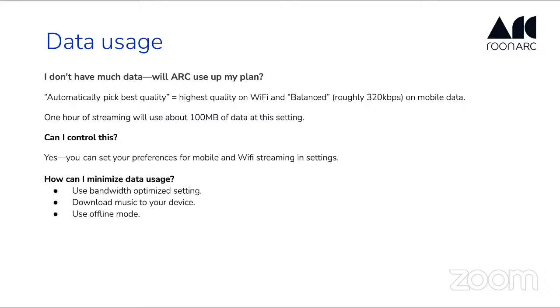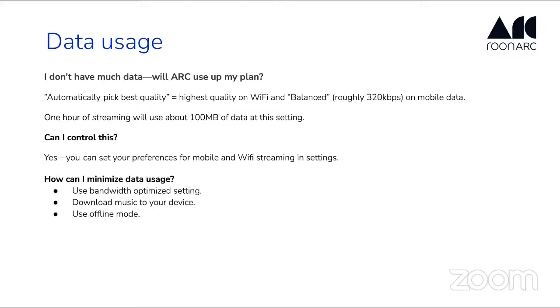And what this is roughly 320 kilobyte per second streams. And at this setting, 1 hour of streaming will use about 100 megabytes of data. So choose whichever setting is most appropriate for you. If you'd like to change it, yes, you can control it. The preferences are available in settings, and you're able to customize streaming quality on mobile and Wi-Fi networks.